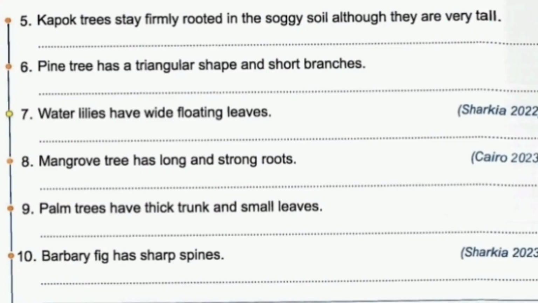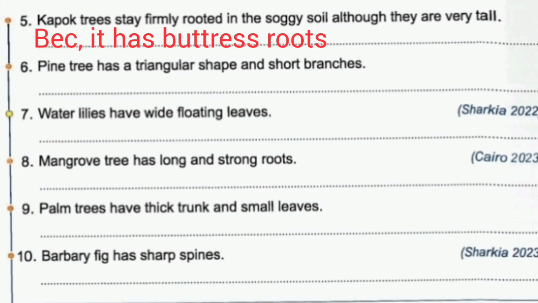Number 5. Cabbage tree stay firmly rooted in the soggy soil although they are very tall because it has buttress roots. Because cabbage tree has large and wide buttress roots.